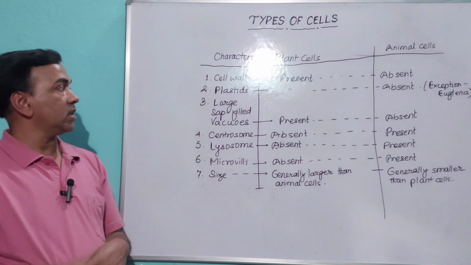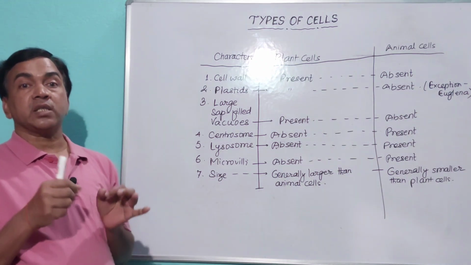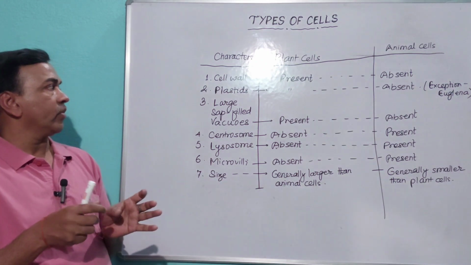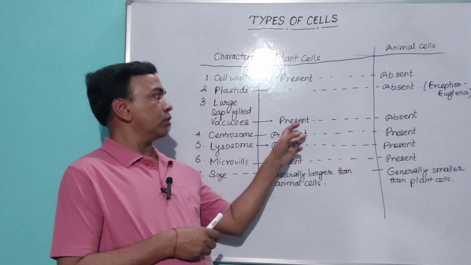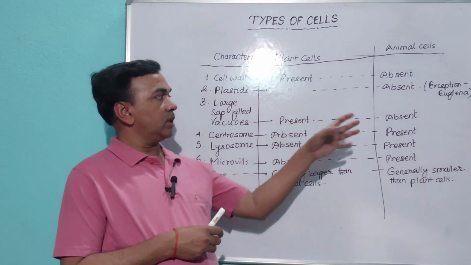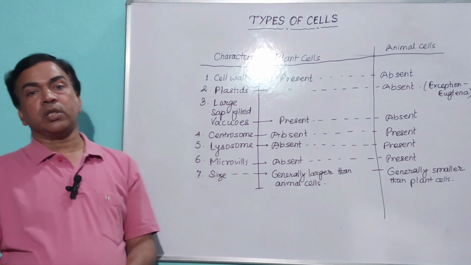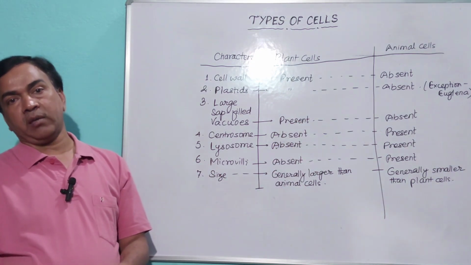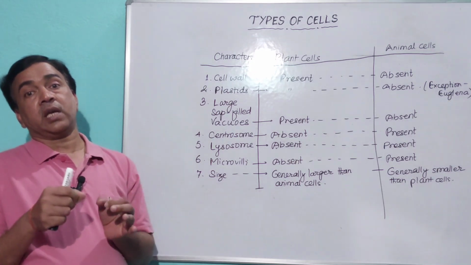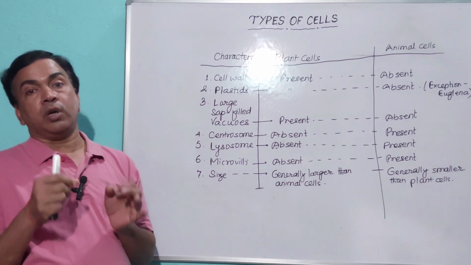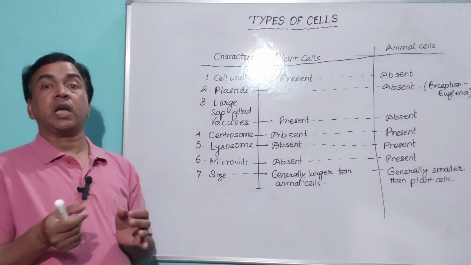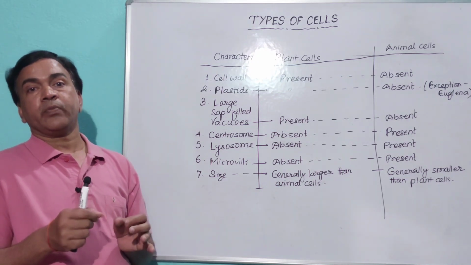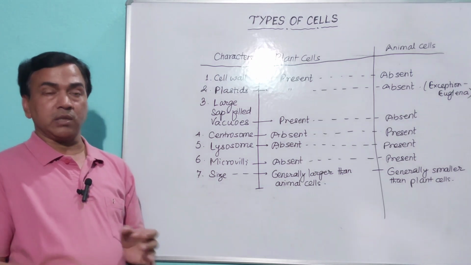The third character is presence of large sap-filled vacuole. Large sap-filled vacuoles are present in most of the plant cells, but large vacuoles are generally absent in animal cells. Animal cells have either very small vacuoles or no vacuoles. That is, vacuoles are either absent in animal cells, or if present, they are very small in size.